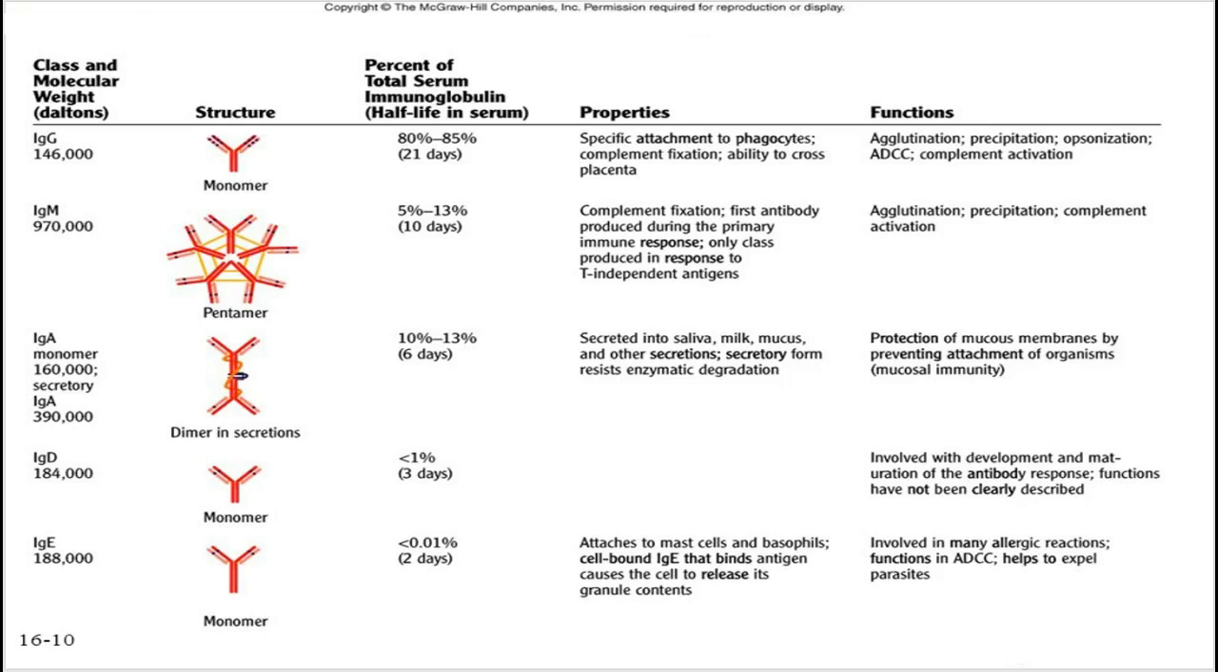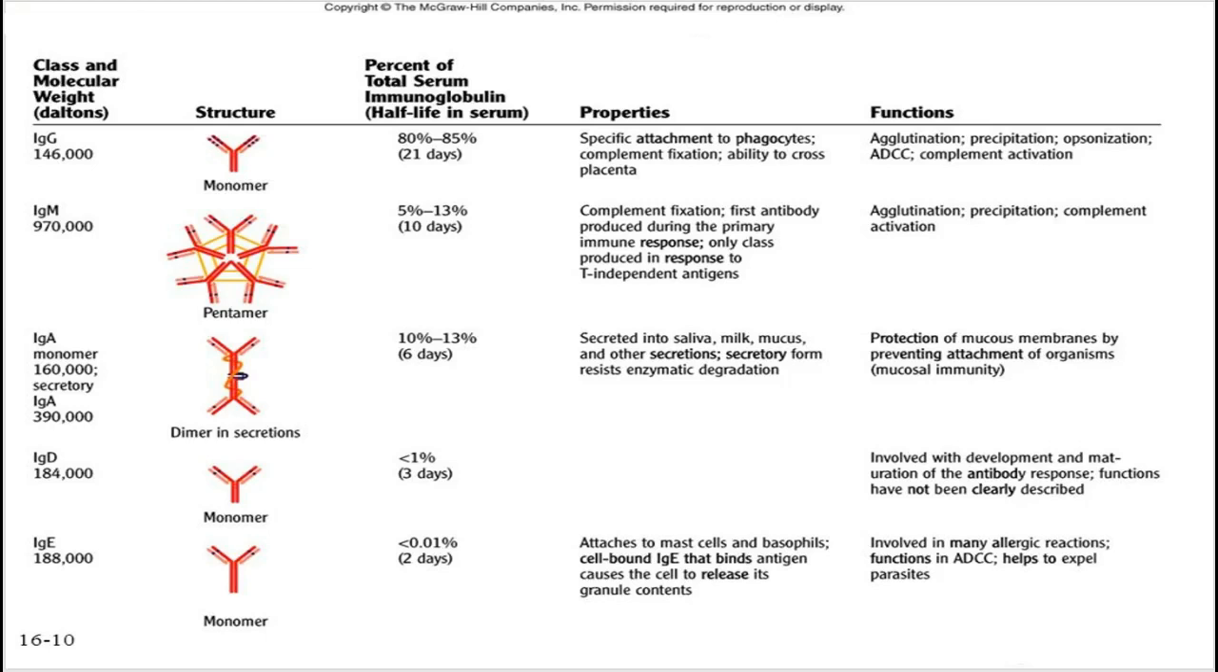The secretory form is also able to resist enzymatic degradation. And this monomer is primarily responsible for protection in the mucous membranes. So it prevents attachment of microorganisms in things like the mucosa lining of the alimentary canal, the lungs, trachea, anywhere that we have mucus secretions in a mucous membrane.